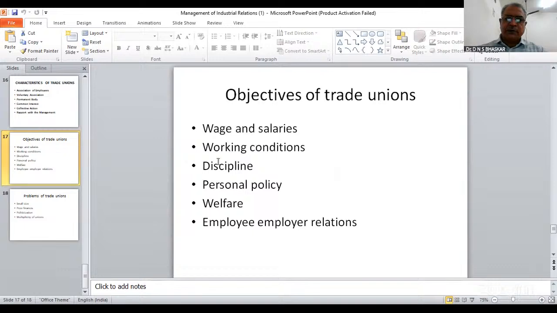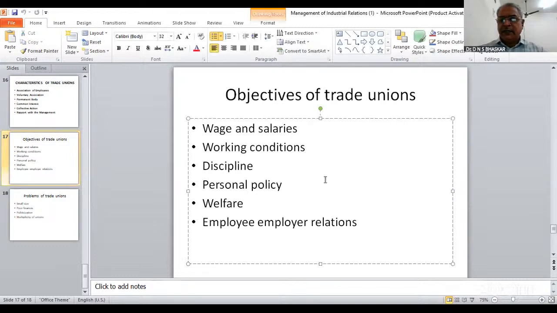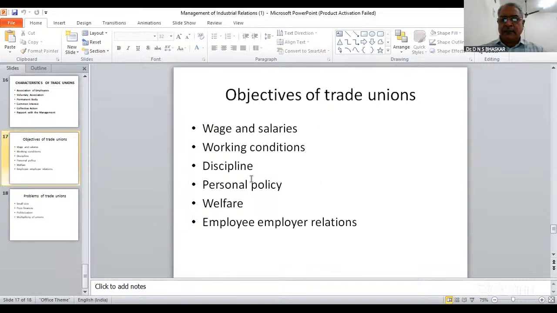So in this process, there is bargaining for wages and salaries, and whenever there is a high amount of profits, asking for a share of the bonus and so on. Then working conditions. Every employee should have better working conditions. They should work in a peaceful environment, not a threatening one. So providing better working conditions is also a main objective of the trade union.